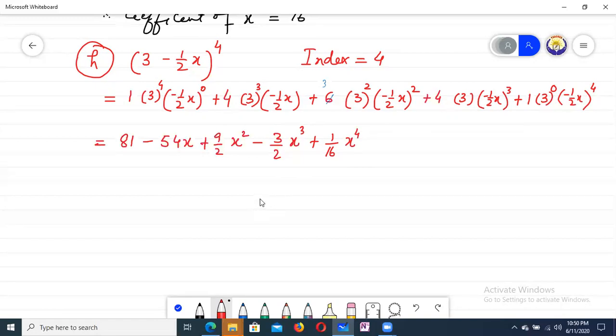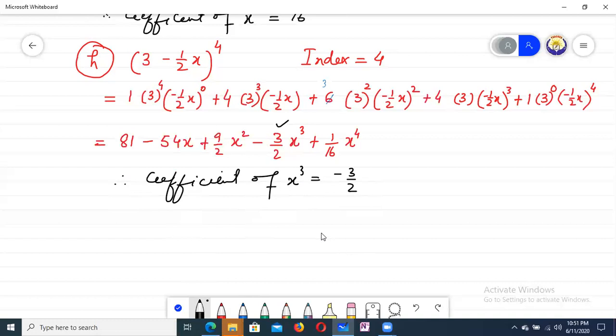Now we'll check what is the coefficient of x cube. Therefore, the coefficient of x cube is equal to minus 3 divided by 2. This is the coefficient of x cube.